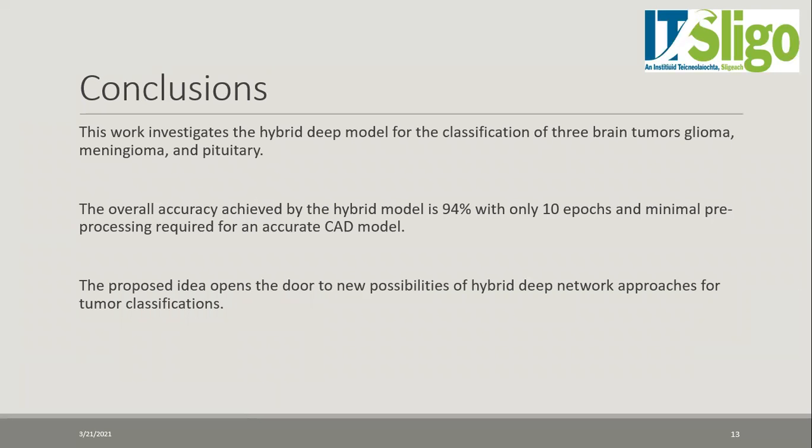In conclusion, this research investigates a hybrid deep model for classification of three tumor types. The overall accuracy achieved by our model was 94%, with 10 epochs and minimal pre-processing to require an accurate CAD system. This method works because the features extracted from different models are very good and healthy for making a fully connected network. The proposed idea opens the door toward the new possibility of merging deep models and making a hybrid deep model approach for tumor classification.